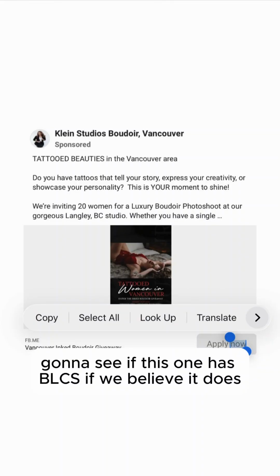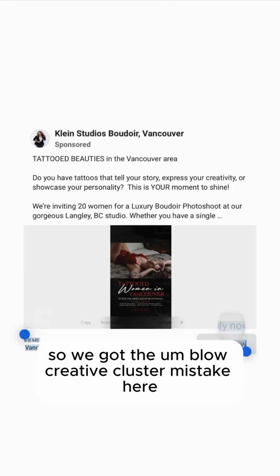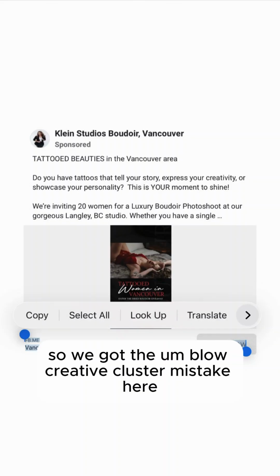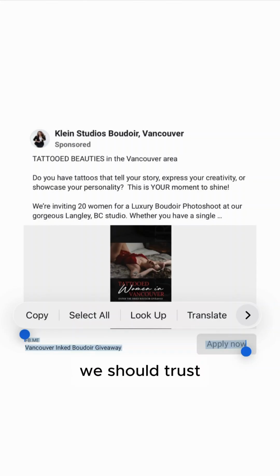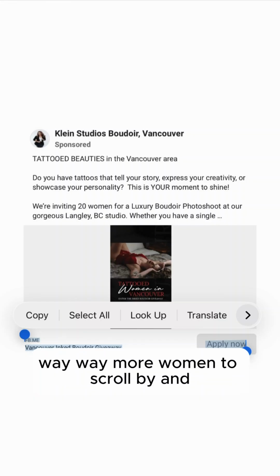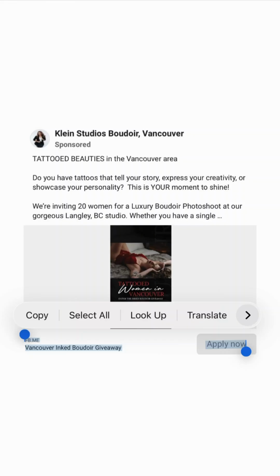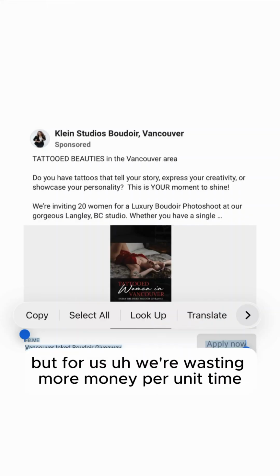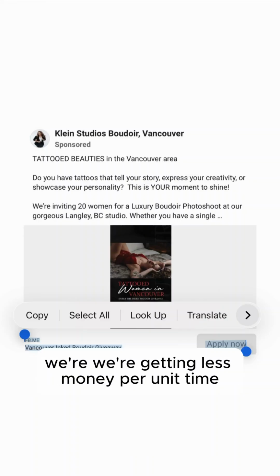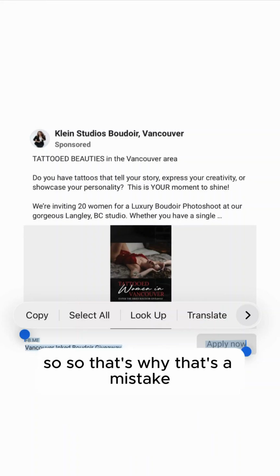So now we're coming here. Gonna see if this one has BLCS, or if we believe it does. So we got the below creative cluster mistake here. The false belief that caused us to make this mistake is that we believe we should follow what Facebook tells us to fill out. The consequence of this, though, is it causes way, way, way more women to scroll by our ad and not actually click, so our ad never gets into their brain. But Facebook likes that because it can serve more ads per unit time. But for us, we're wasting more money per unit time. We're getting less money per unit time. So that's why that's a mistake.